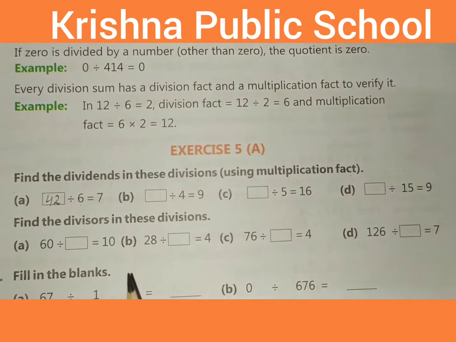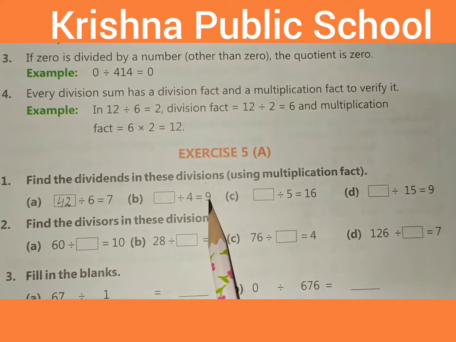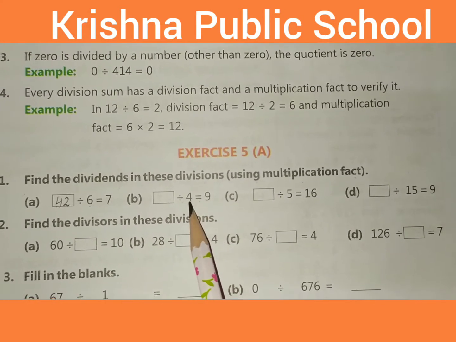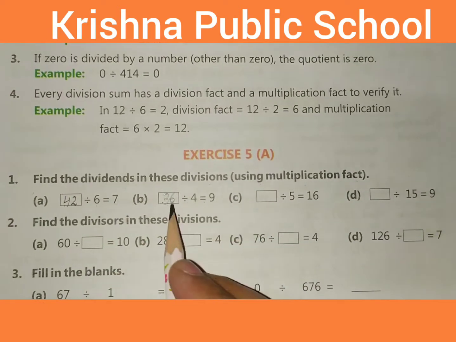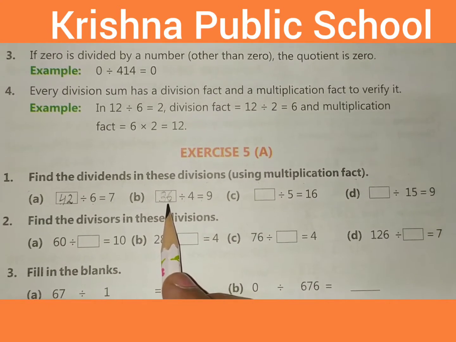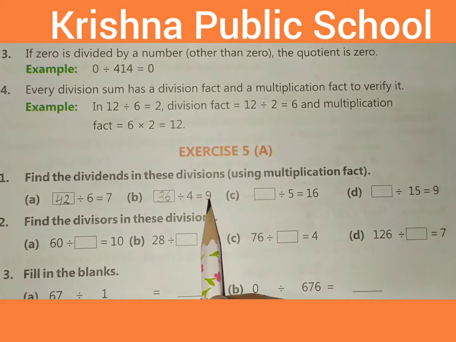Okay children. Next is find out the dividend divided by 4 equal to 9. 9 multiplied by 4 equal to 36. Write 36. 36 is the answer and it is called dividend, and 36 divided by 4 equal to 9.